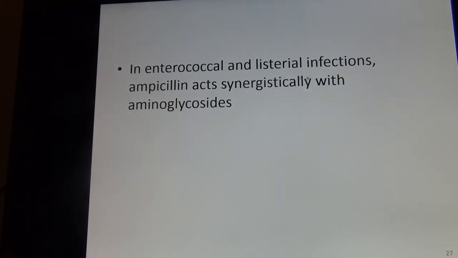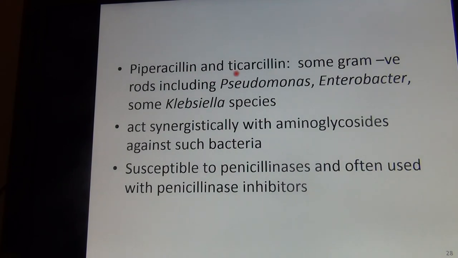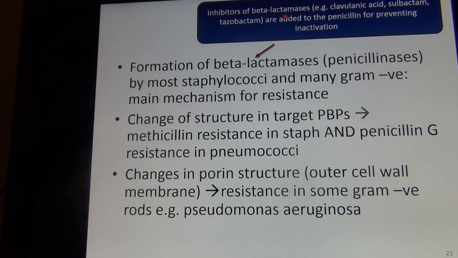So in enterococcal and listerial infections, ampicillin will act synergistically with aminoglycosides. Okay, piperacillin and ticarcillin also are penicillins, and they act against some gram-negative rods, including Pseudomonas, Enterobacter, and also some Klebsiella species. And both piperacillin and ticarcillin act synergistically with aminoglycosides against such bacteria. And they are susceptible to penicillinases, so that's the problem again. They are susceptible to penicillinases, and they are also often used with penicillinase inhibitors. So let's just go back to the slide on penicillinase inhibitors. So it could be clavulanic acid, sulbactam and tazobactam.